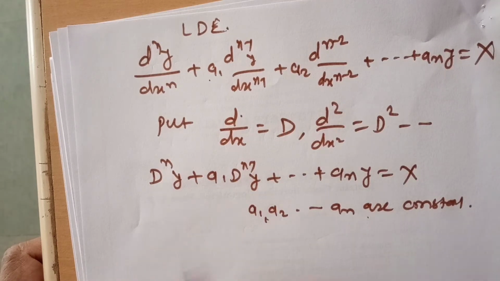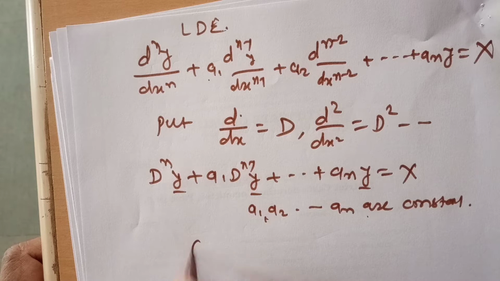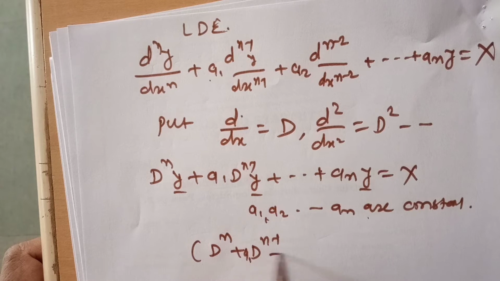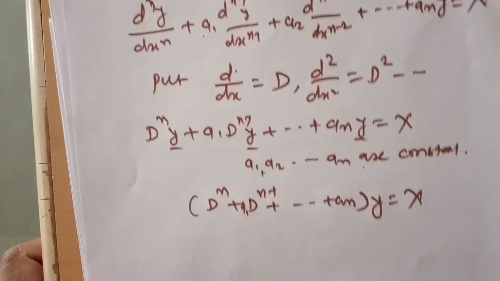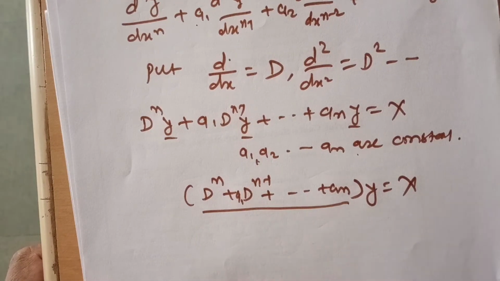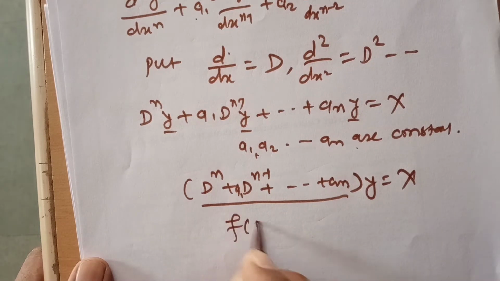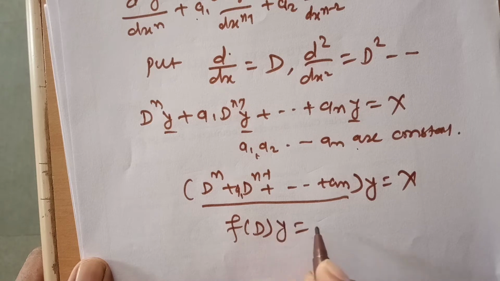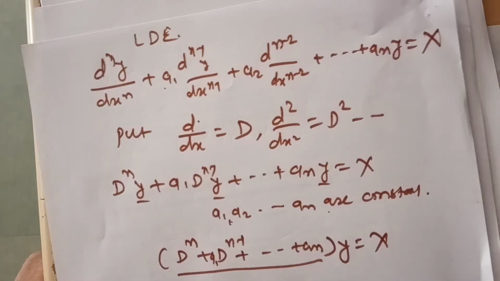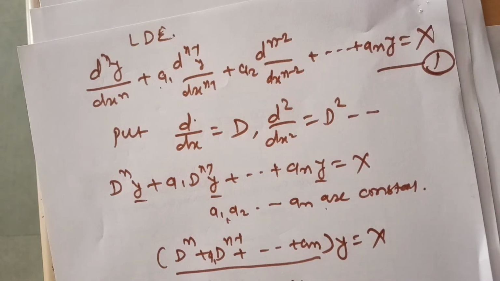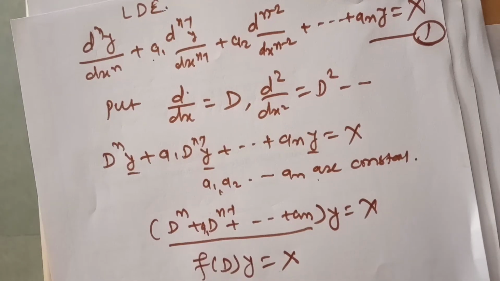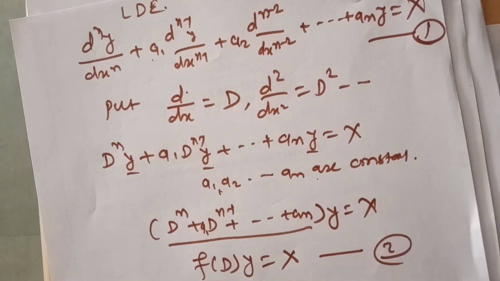Now from this equation I will take y common. You can write D^n + a1 D^(n-1) + and so on + an, into y equal to X. Now this is just like a polynomial in terms of D. Therefore this is a polynomial of D, or I will say a function of D, into y equal to X. That means I can represent this whole equation 1 in short form as f(D) y = X.